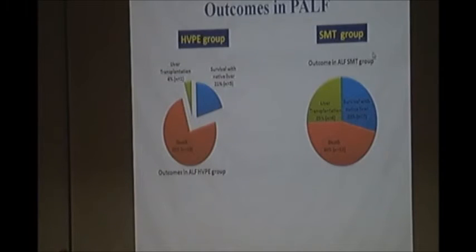However, when we see the outcome, in the HVPE group, there was only 21% survival with native liver, and in the standard medical therapy group, there was 29% survival with native liver. Obviously, this could have been affected by the fact that the HVPE group had a large number of indeterminate ALF, whereas the standard medical therapy group had a good number of viral HAV-related ALF, but the difference between the two groups in etiology was not statistically significant at baseline.